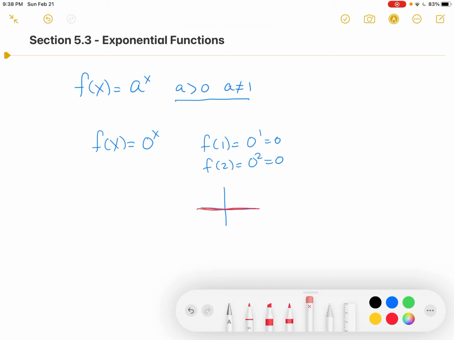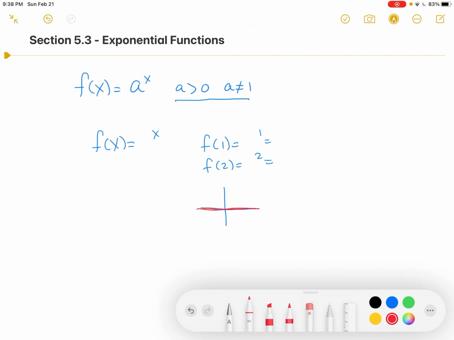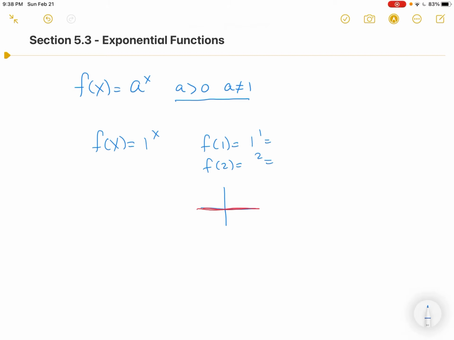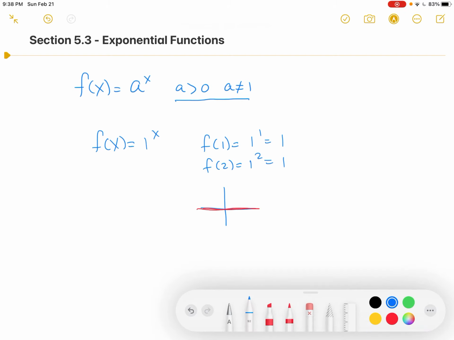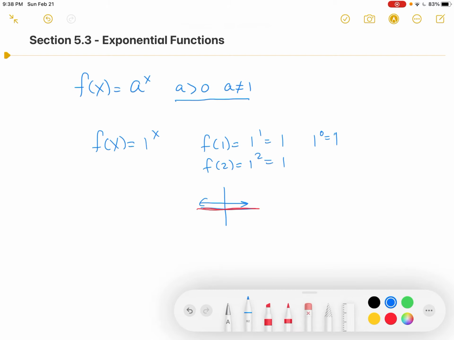If we considered a to be 1, the same thing would happen if we considered the function 1 to the x. Then I'd have 1 to the first, 1 to the second, which is just 1 every time. And that's an issue right there. It's just flat. Even 1 to the 0, because x can be any number, would also be 1. And so it's also flat, but flat right up here, and so not exponential.